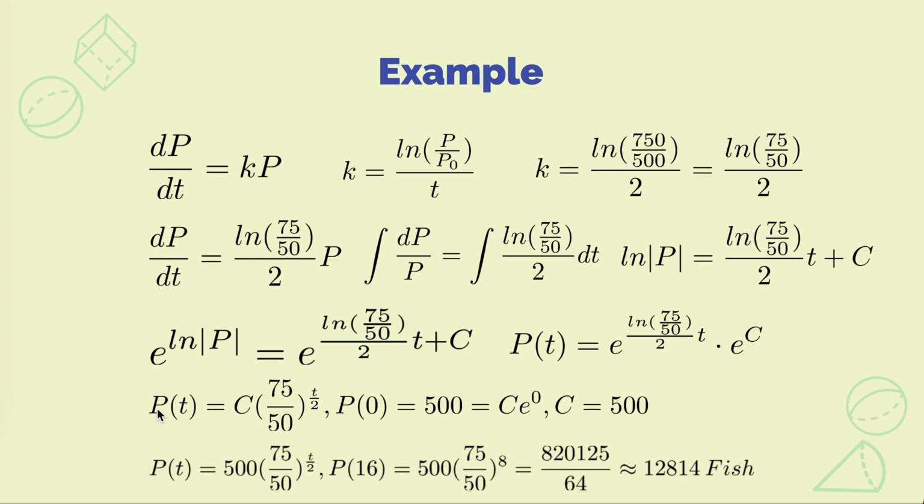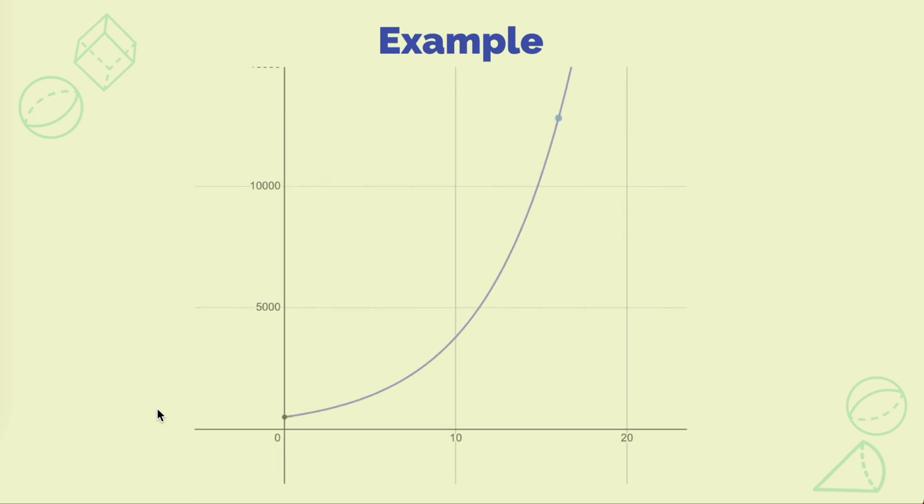And plugging in 16, we're going to get that we have a total of 12,814 fish expected in the pond after 16 years, as the question asked us. Okay. And this is what it would look like on a graph. So you can see right at the start here that we started with about 500 fish, and then we start growing at an exponential rate, assuming there are no environmental factors impacting the amount of fish in the pond.